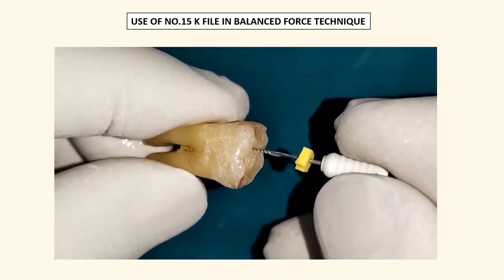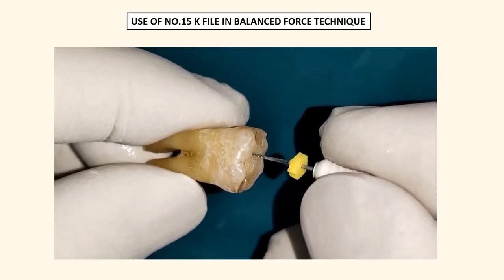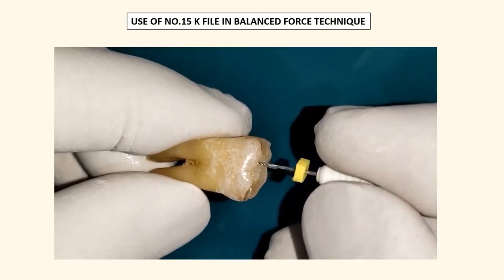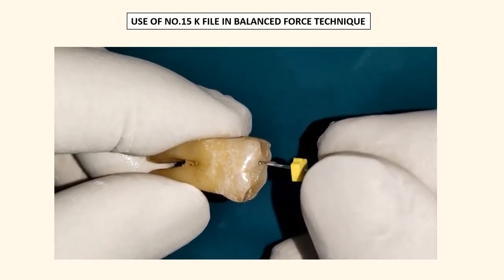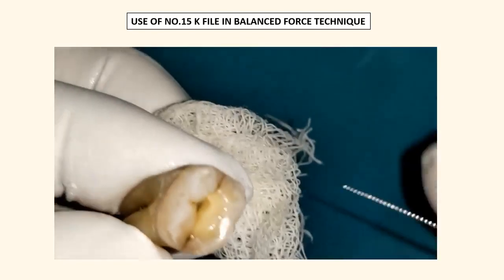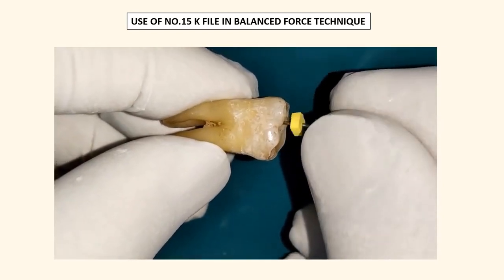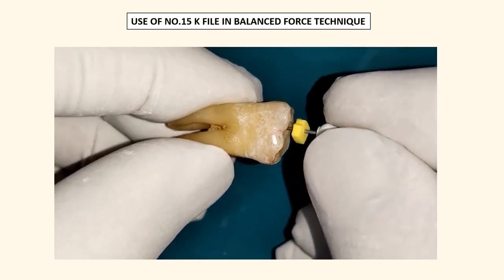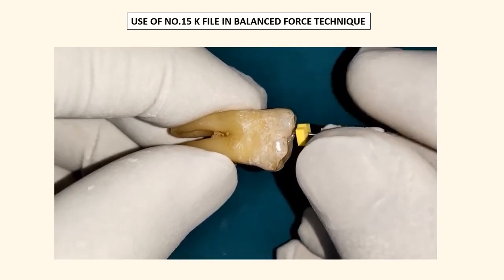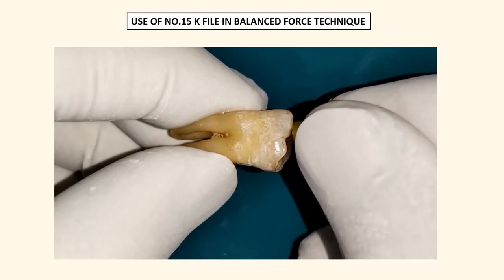90° clockwise, 270° anti-clockwise. 90° clockwise, 270° anti-clockwise. Repeat this motion 1 to 3 times. And a 360° full clockwise turn and remove the file. Again reinsert the file. 90° clockwise, 270° anti-clockwise, and at the end a 360° full clockwise turn and remove the file. This is the balanced force technique.